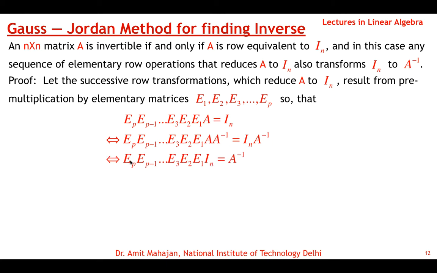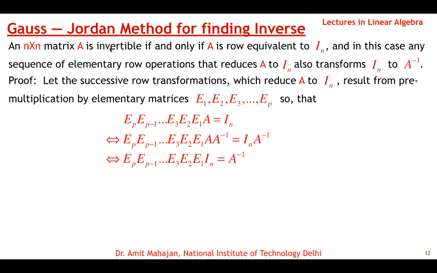So the left hand side becomes identity pre-multiplied with these elementary matrices, which equals the inverse. So clearly these two equations say that if a sequence of elementary row transformations or elementary matrices are applied on A to convert A into identity, the same elementary transformations when applied on identity convert it into A inverse.